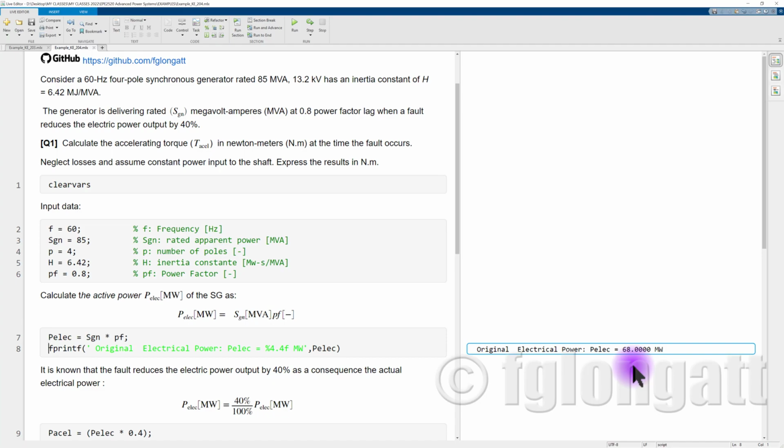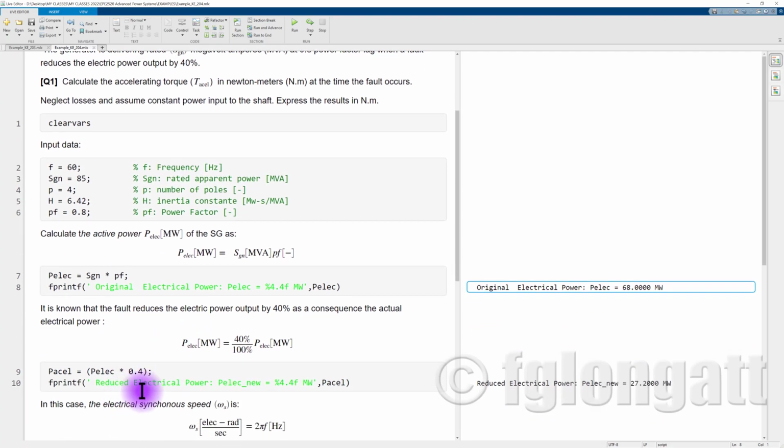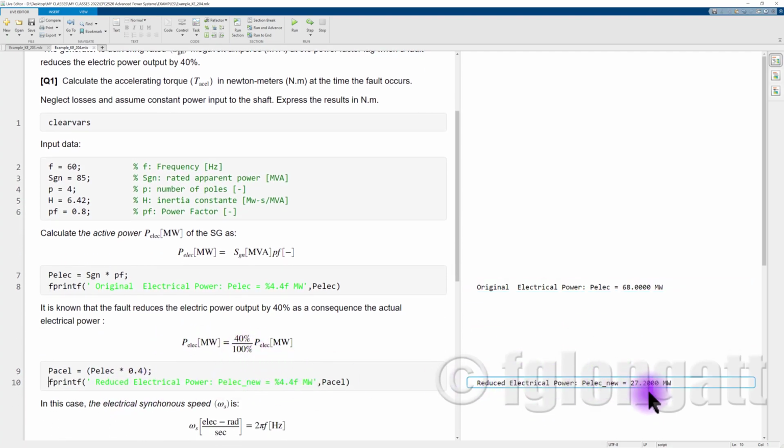That means that initially the machine is working in a steady state. The acceleration is 0 because the mechanical and the electrical power are the same, 68 megawatts. However, during the fault situation, the electrical power output of this synchronous machine is reduced by 40%. And 40% of 68 megawatts is basically 27.2 megawatts. That reduction in the electrical power is creating a situation where mechanical power is larger than electrical power and the machine is accelerating.